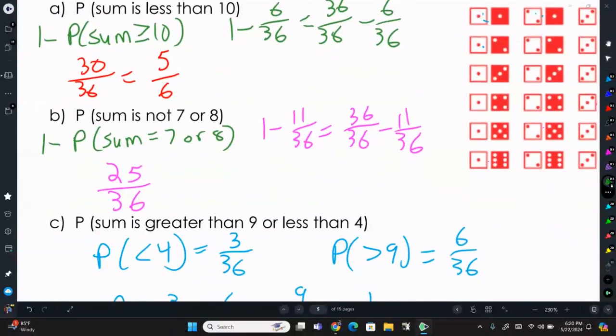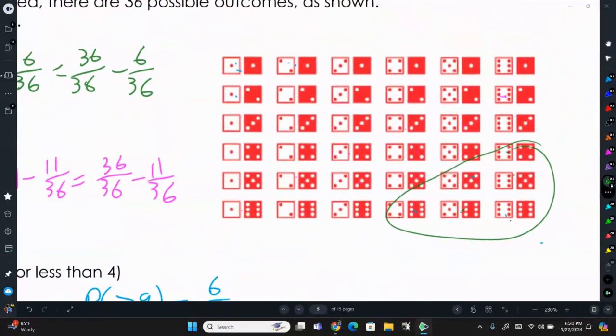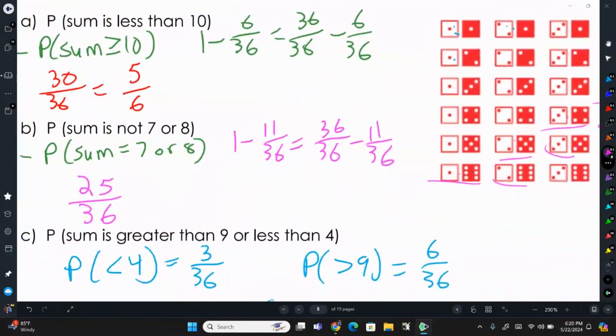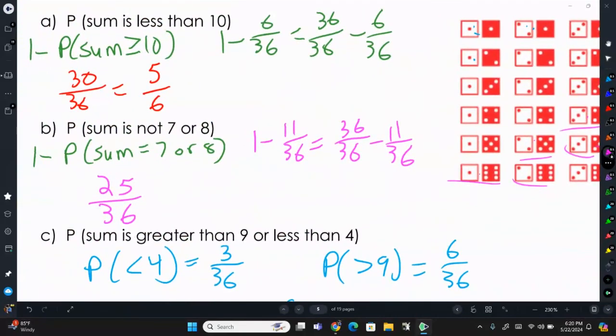Then for letter B, the sum is not 7 or 8, so I said, okay, 1 minus the probability of the sum equaling 7 or 8. And there were 11 sums that were 7 or 8. If you look here and count, we have 1, 2, 3, 4, 5, 6, and 7, 8, 9, 10, 11 possible sums to get 7 or 8, so 11 out of 36. 1 minus that will get us 25 over 36 that we can't reduce.